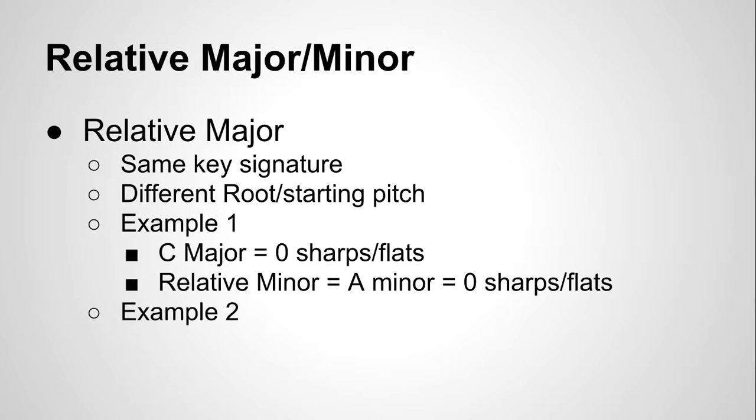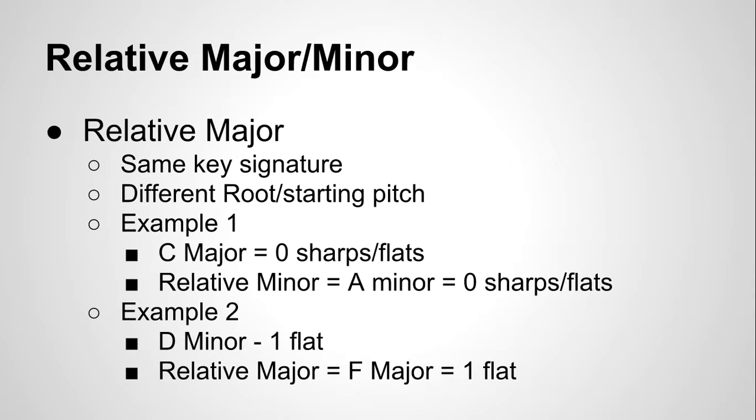So if we have the key of D minor, which has one flat, to find out what the relative major to that minor key is, you have to know what also has one flat. Which major key has one flat? F major. So D minor and F major are relative to each other because they have the same key signature.